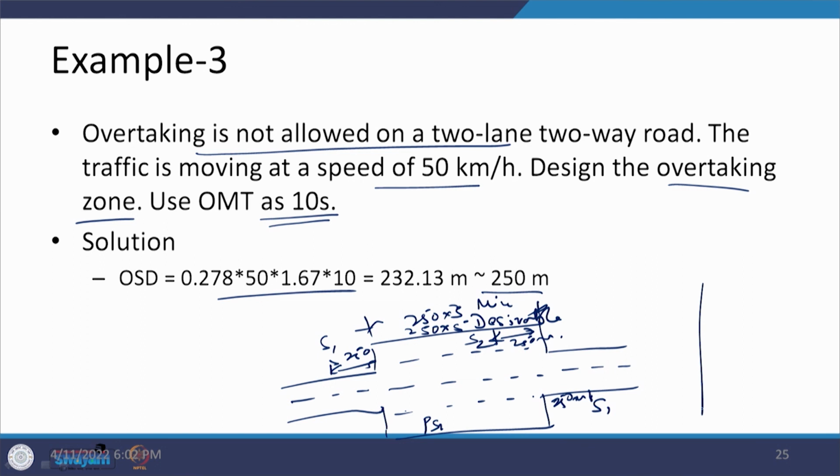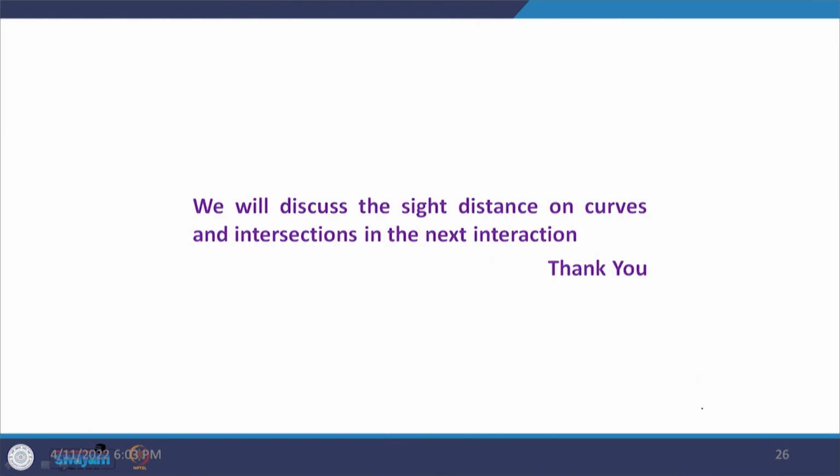With this we come to the end of this interaction, and we will be continuing discussing the sight distance on other conditions like curves and intersections.